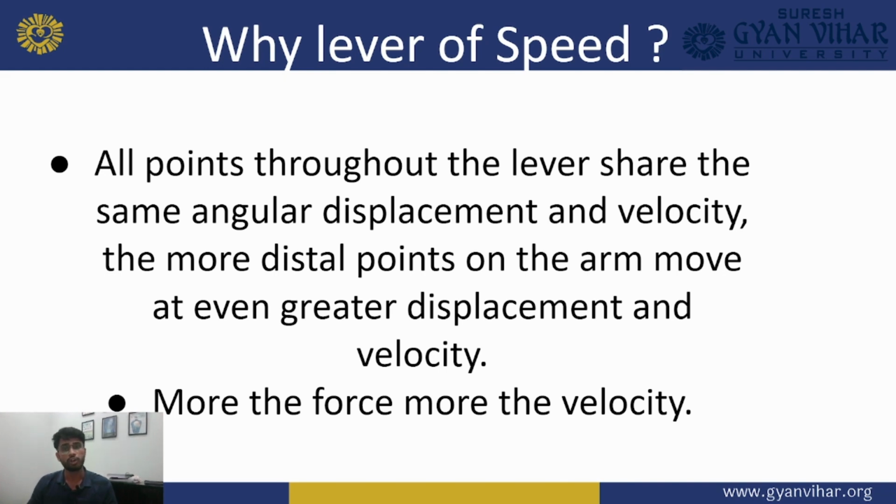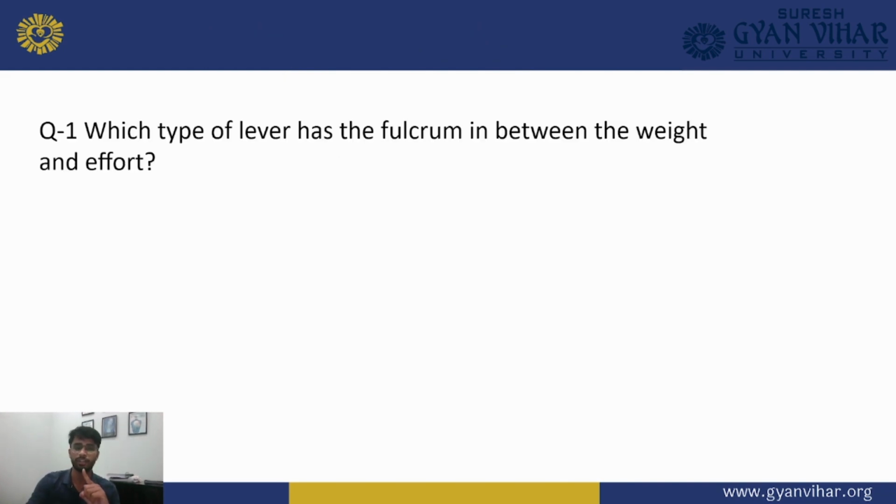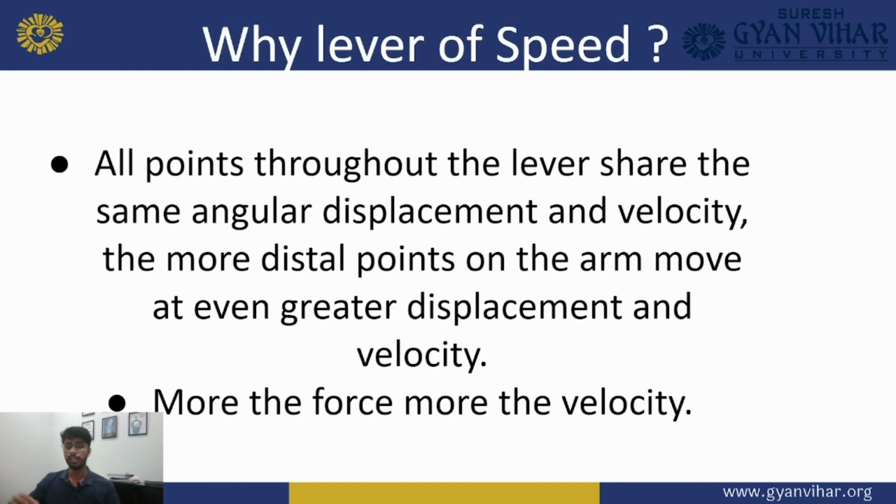As all points throughout the lever share the same angular displacement and velocity. So assume that there is a rod. It is fixed at the same point. If it is moving down, assume this is a point A, this is a point B, this is a point C. They move just 10 degrees per second. They moved at a velocity of 10 degrees per second. So after a second, they move 10 degrees. So point A also moved 10 degrees, point B also, and point C also. So they have same angular velocity and displacement.